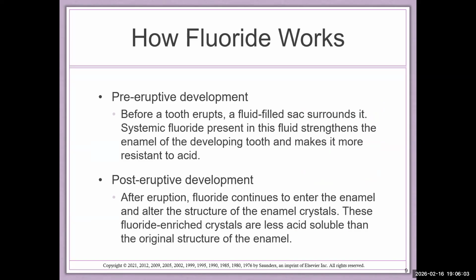Okay. But how does fluoride work in general? Well, you have the teeth that develop, right? So there's a pre-eruptive development and a post-eruptive development. Pre-eruptive development, as the name says, is before the tooth actually grows in the mouth, before the tooth erupts. And before it erupts, it's kind of in a fluid-filled sac all around it. So when you have systemic fluoride present in your body, in your bloodstream, it strengthens the enamel. It gets incorporated into the enamel of that tooth and makes it more resistant to acid. So it becomes a part of it.